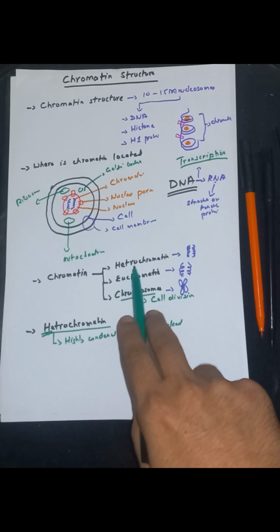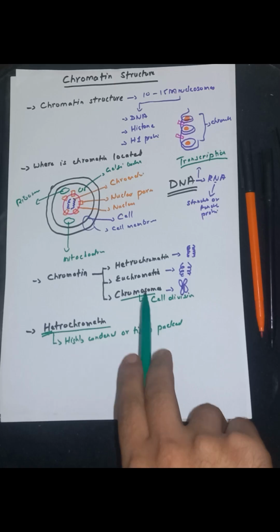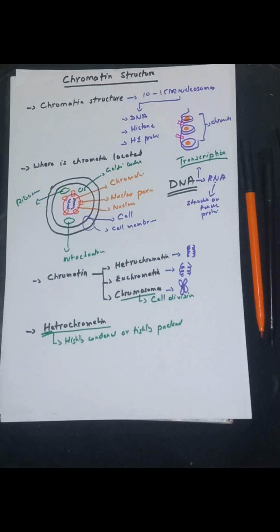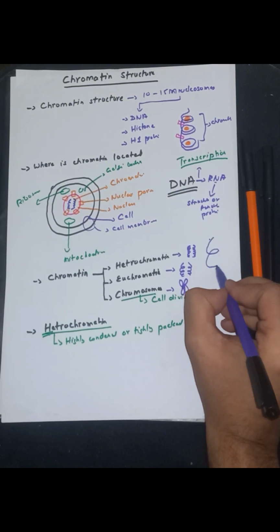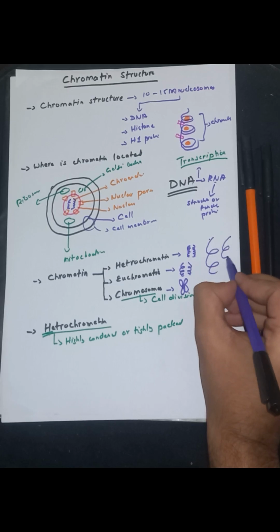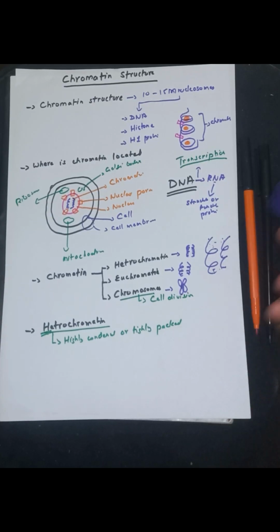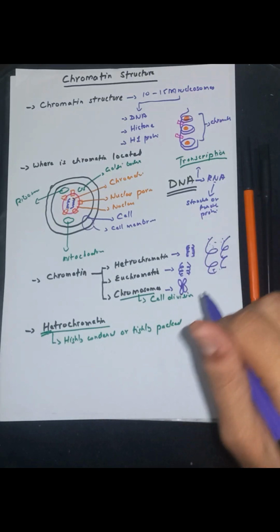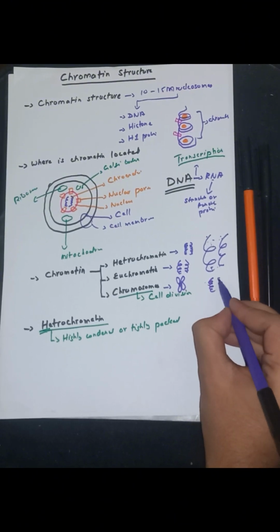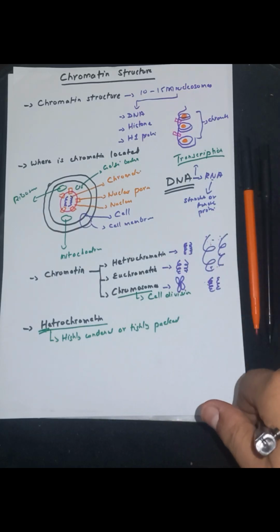So what is going on in heterochromatin? Heterochromatin is tightly packed. You know how this transcription actually occurs. When the DNA is loose like this, only at that time can enzymes come and act on this DNA, and only then can it make the RNA. But if the DNA is very tightly packed, if DNA is like this, very tight, then the enzymes cannot act on it, and transcription will not occur.